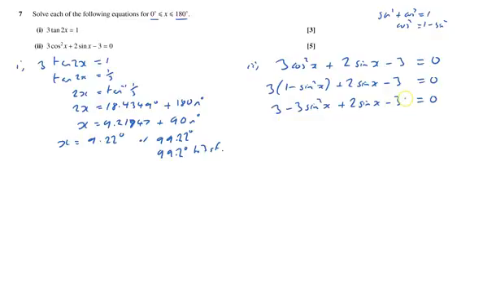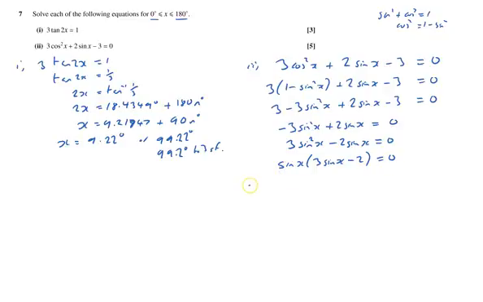The plus 3 and minus 3 disappear, and that leaves me with the minus sine squared x plus 2 sine x equaling 0. I like to multiply through by minus 1, so I always like my squared term to be positive. And now it's 3 sine squared x minus 2 sine x is 0. So take out a factor of sine x, and that's sine x times 3 sine x minus 2 equaling 0.